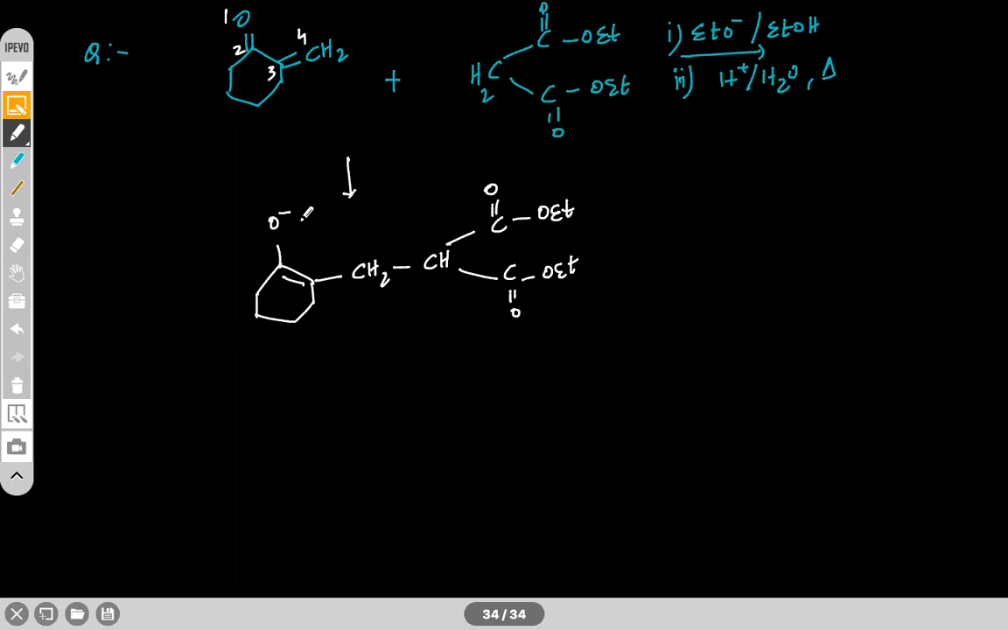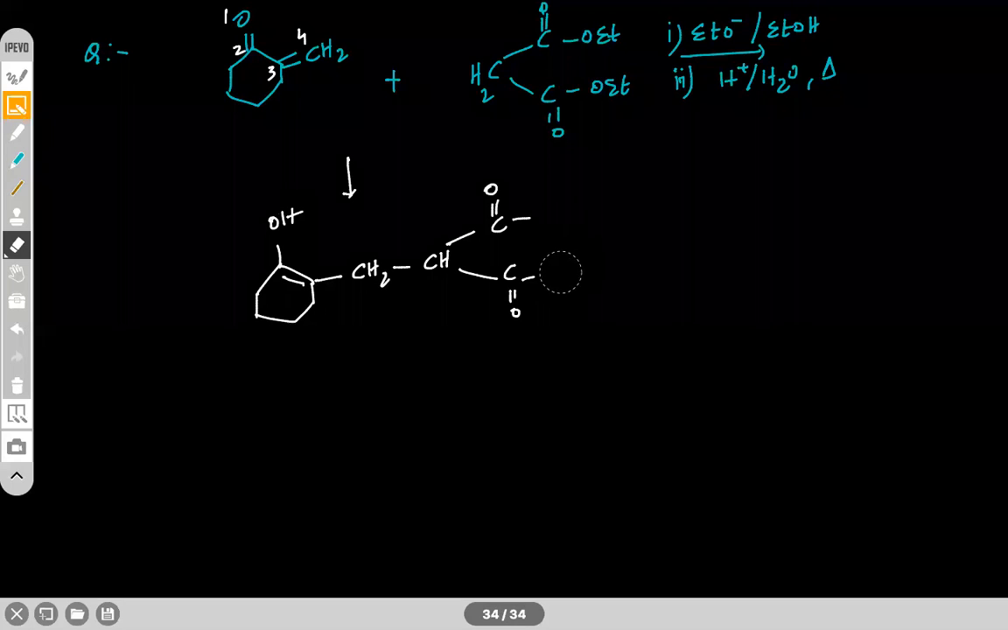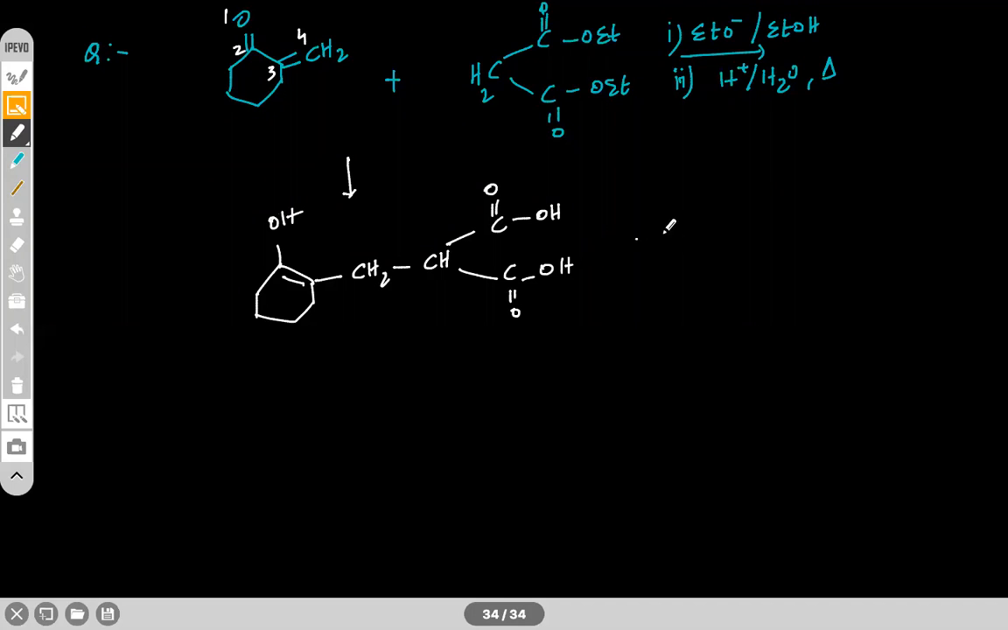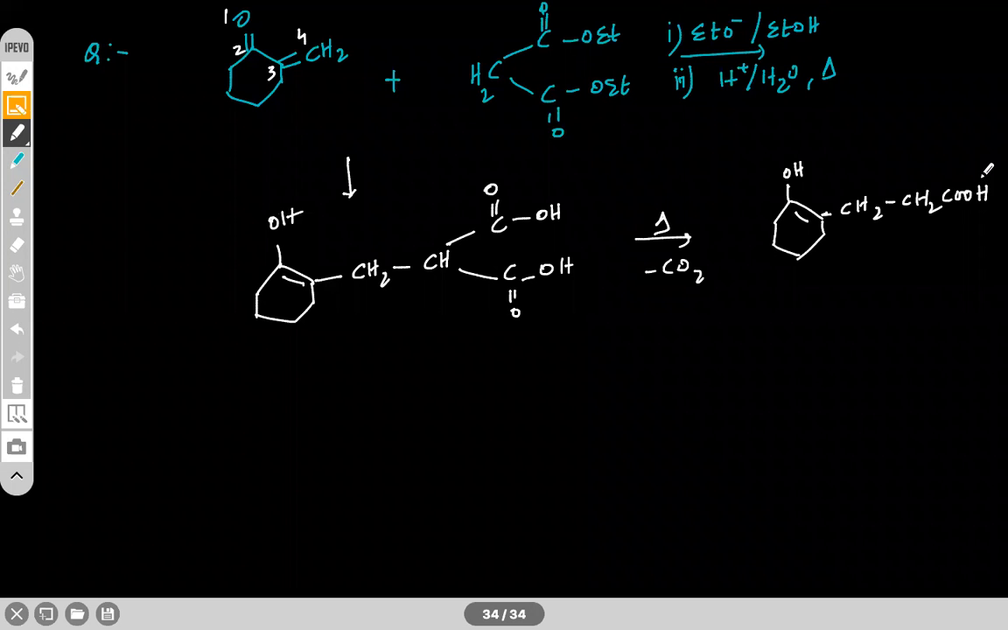And then after this ETOH, the base, this O minus converts into OH with H plus H2O. With H plus H2O, this converts into OH, OH, right? We'll get this OH, OH, and then again we are heating it. So heating effect, CO2 eliminates from this. So this converts into double bond OH, CH2, CH2, COH. Okay, this is the product we get.